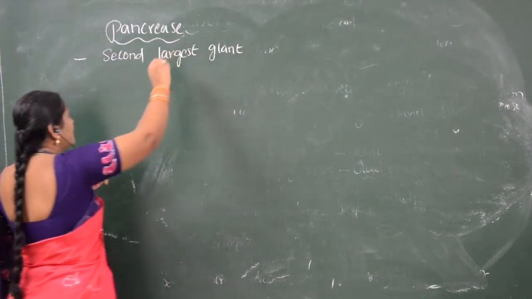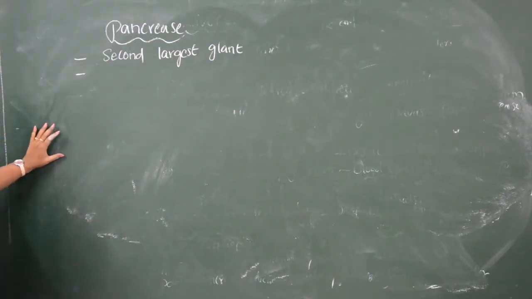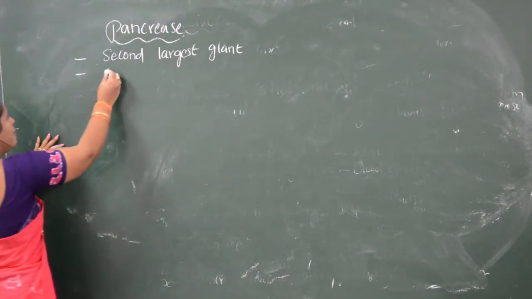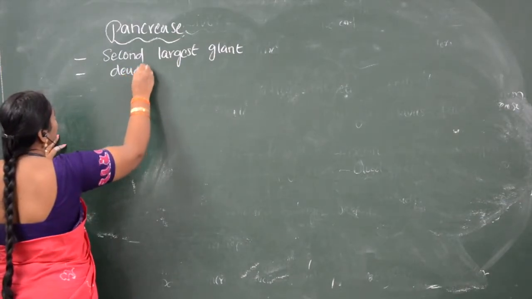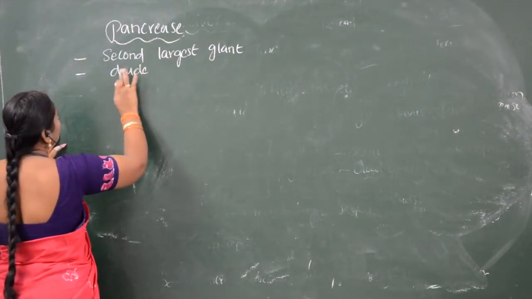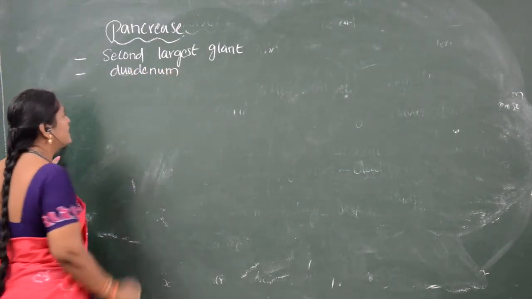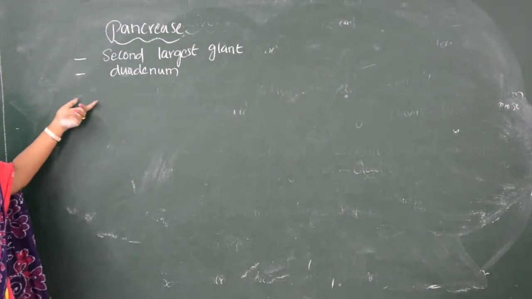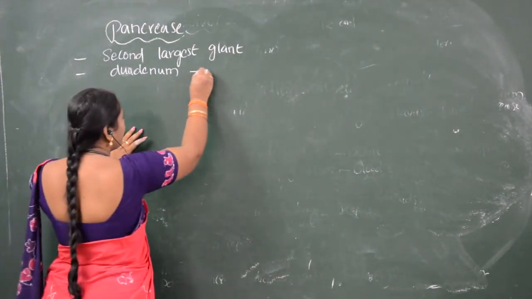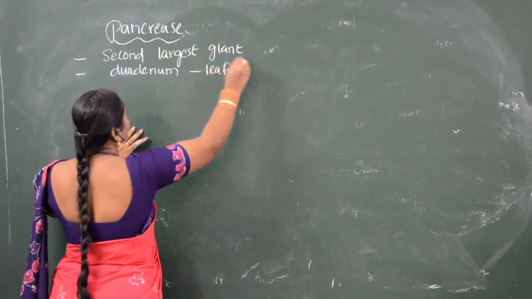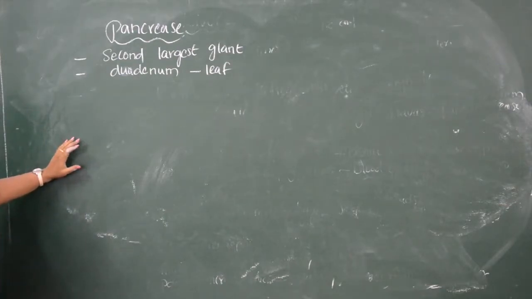And where is the location of the pancreas? The pancreas is located between the limbs of the duodenum. The shape is a leaf-like structure. The pancreas looks like a leaf-like structure.